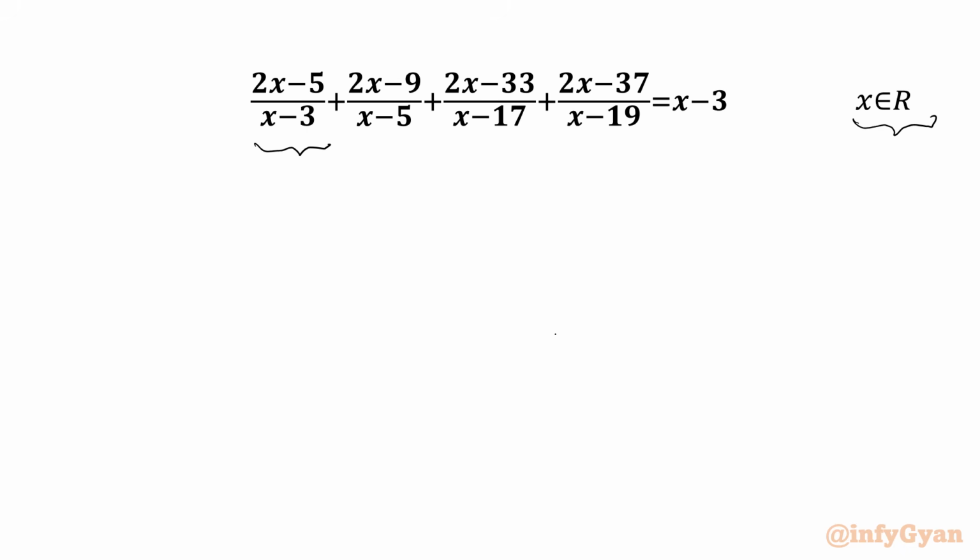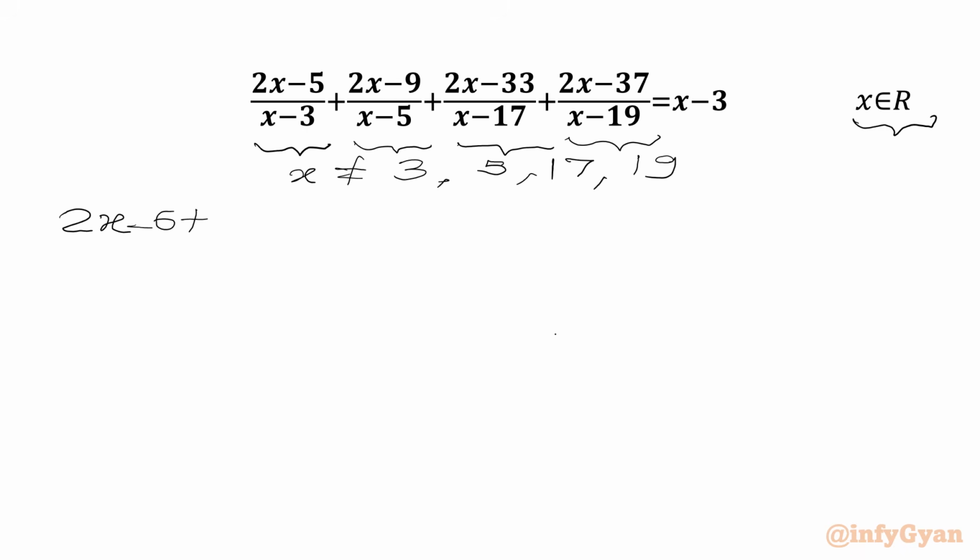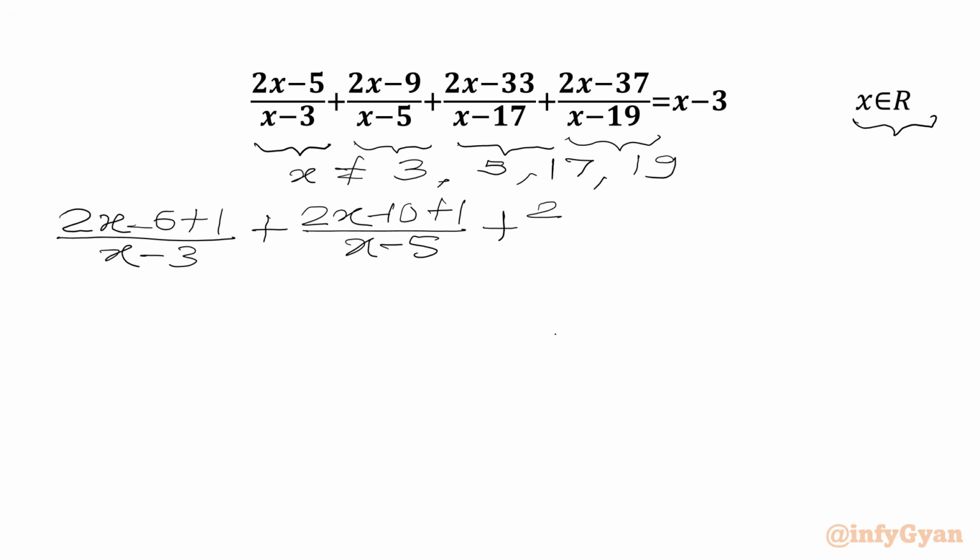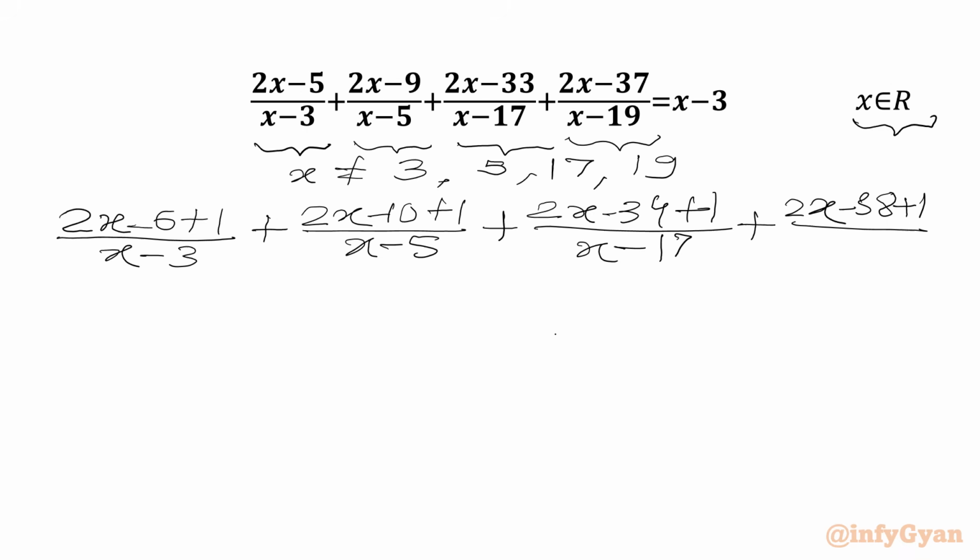Now we will write here denominators cannot be 0. So our answer cannot be equal to 3, 5, 17 and 19. Now we will rewrite our equation in this manner. 2x minus 5 can be written as 2x minus 6 plus 1, denominator is x minus 3. 2x minus 9 can be written as 2x minus 10 plus 1 over x minus 5, plus 2x minus 33 is 2x minus 34 plus 1 over x minus 17, plus 2x minus 37 can be written as 2x minus 38 plus 1 over x minus 19, and this will be equal to our RHS, which is x minus 3.